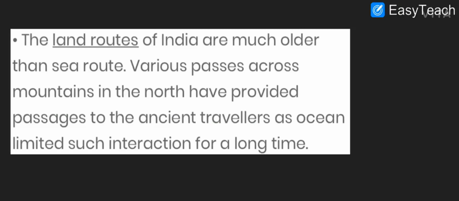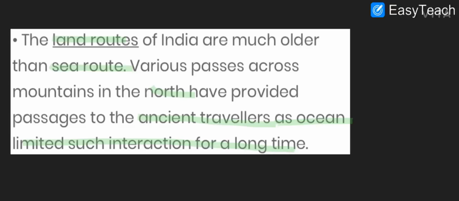The land routes of India are much older than the sea routes. Which routes are more ancient, if I say? Land routes or sea routes? Land routes. Various passes across the mountains in the north have provided passages for the ancient travelers, as the ocean limited such interaction for a long time.